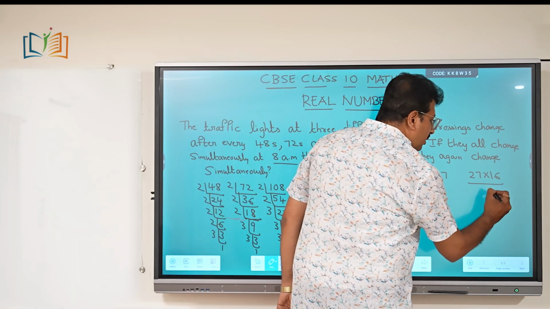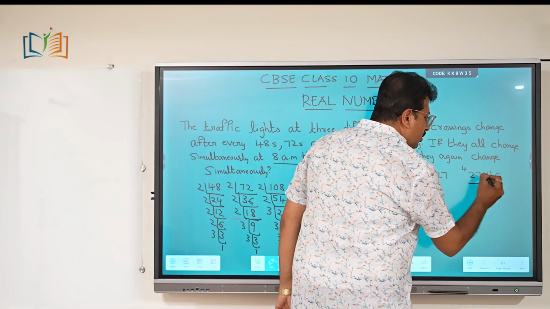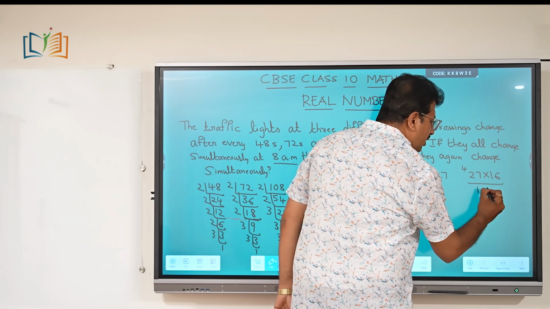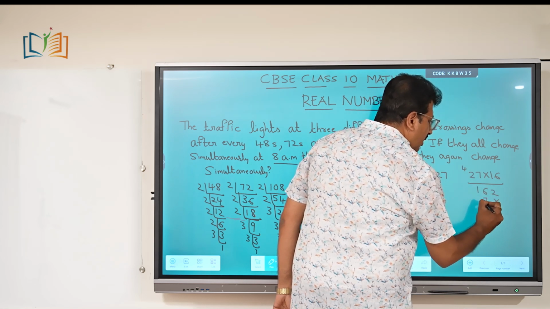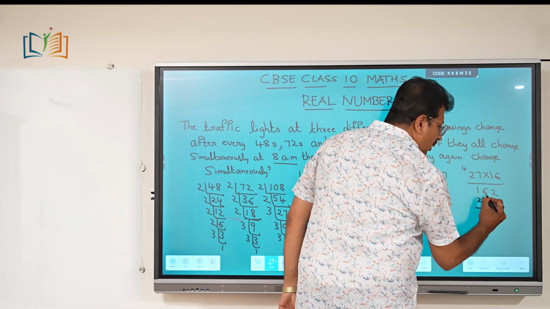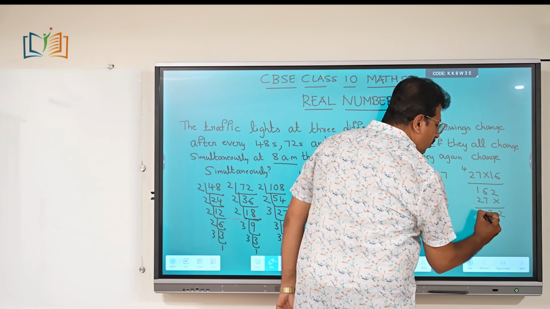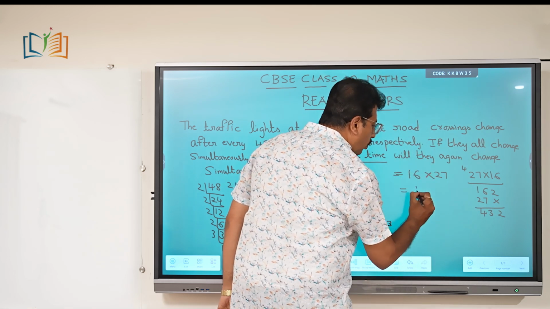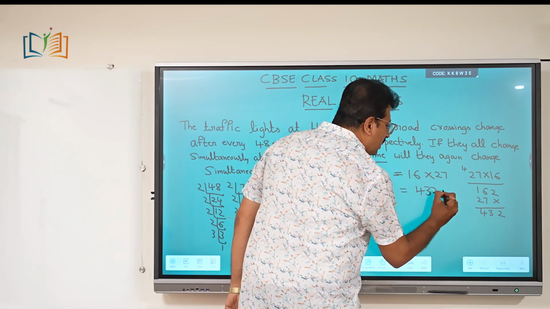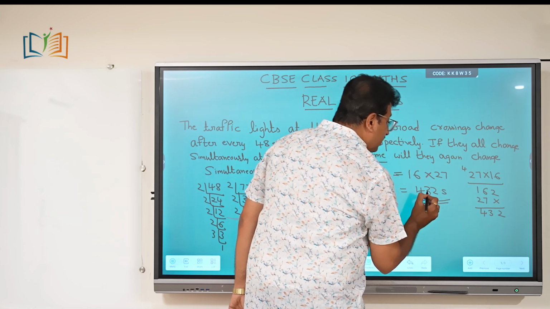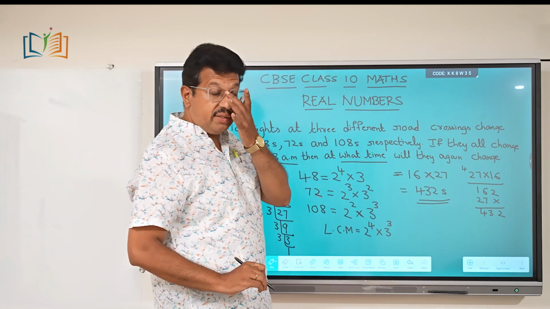6 7s are 42, 6 2s are 12, 12 plus 4 is 16, 7, 2. So 2, and this is 13, 4, 432. So 432 seconds. This is seconds, 432 seconds it is.